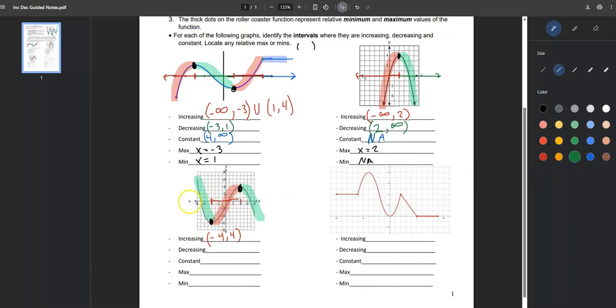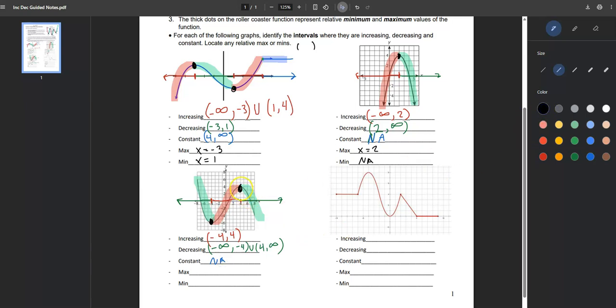In my decreasing, I've got -infinity to -4, and then 4 to infinity. So decreasing -infinity to -4, and I use my union, and then I go from 4 to infinity. And then my constant, there is no constant, so NA again for that.